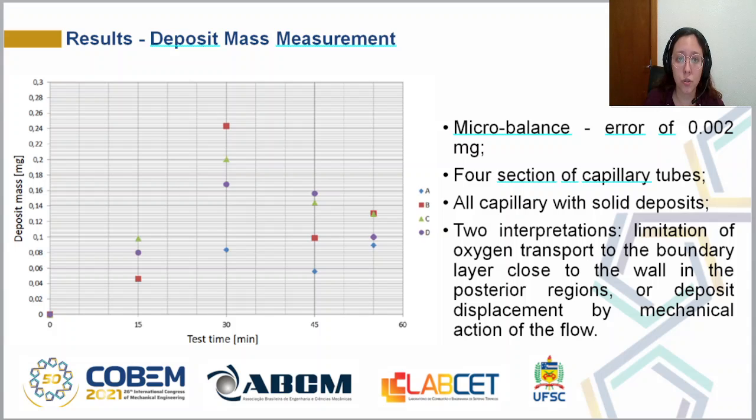And we have two interpretations for the graphics. One is the limitation of oxygen transport to the boundary layer close to the wall in the posterior regions, and the second is a deposit displacement by a mechanical action of the flow.